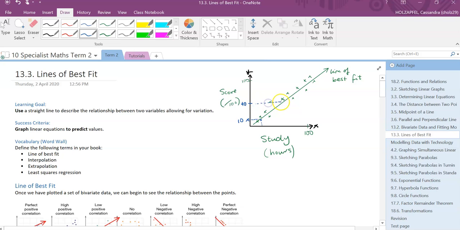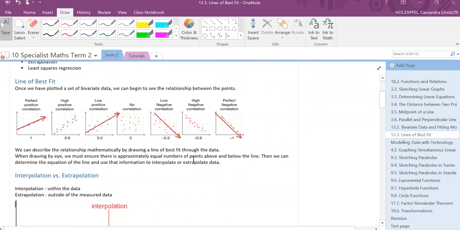And so we can backtrack now and we can go, okay, I probably need to be doing about 50 hours of study to get the bare minimum on my exam. Now, this is probably an exaggeration. It's not an accurate graph, blah, blah, blah, all of that. But it gives you a pretty good idea about how we're going to use these lines of best fit to make those predictions. Okay, so let's keep going.